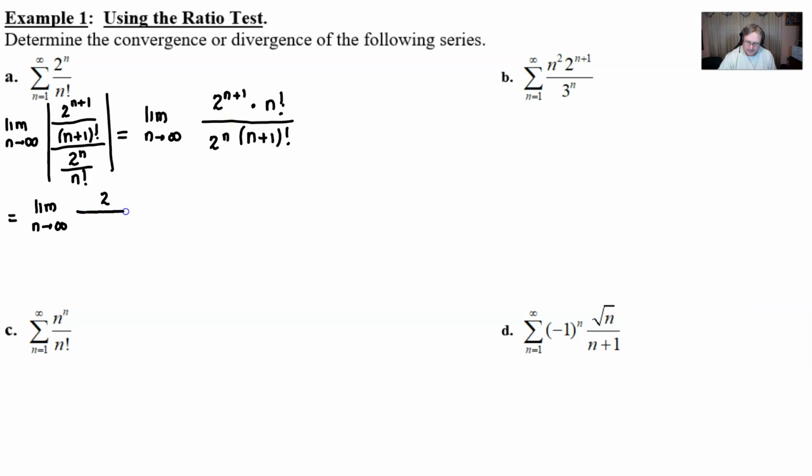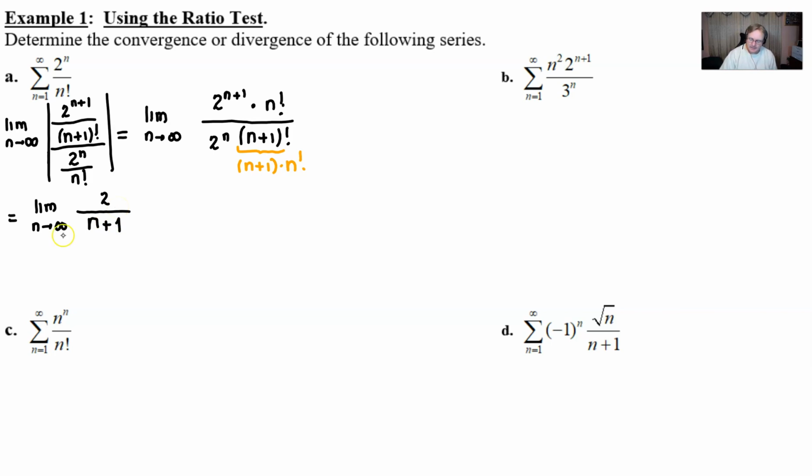Now, we've talked a little bit about these factorials before. n factorial on top, n plus 1 factorial on bottom. This n plus 1 factorial can basically be thought of as n plus 1 times n times n minus 1 times n minus 2. Well, that n all the way down is just nothing more than n factorial, so the n factorials will cancel, and all you're left with is just a plain old n plus 1.